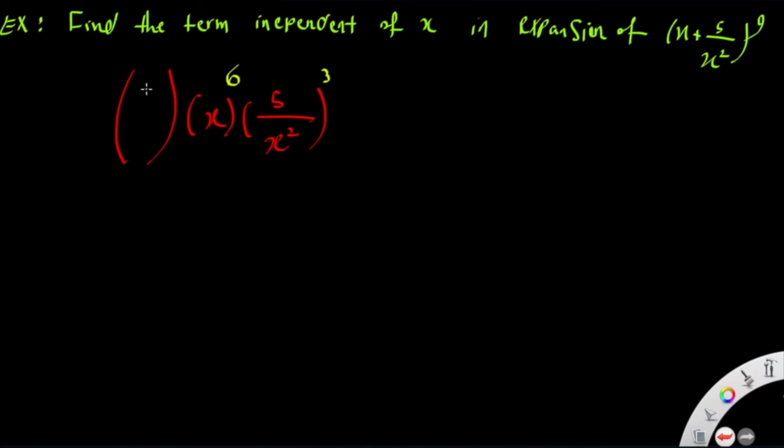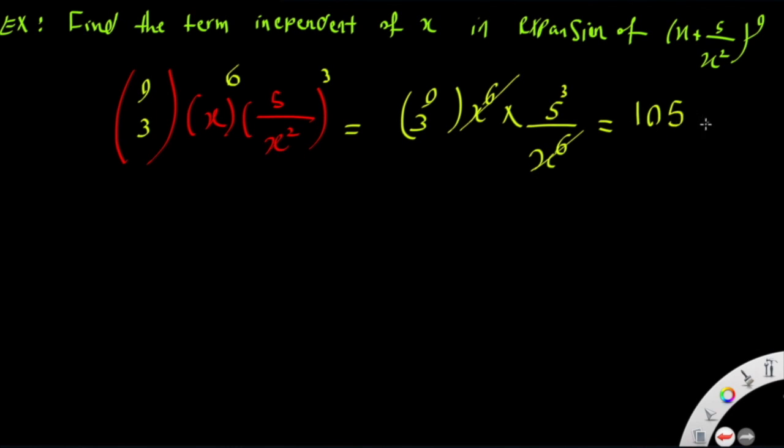Now what is placed here? 9 and 3. So it will be combination of 9 and 3, x to the power of 6, times 5 to the power of 3 over x to the power of 6. They cancel out each other. So the final answer will be 10,500. So this video was about binomial expansion.